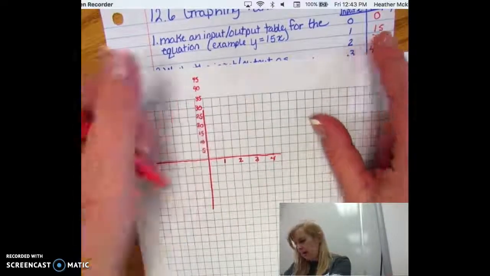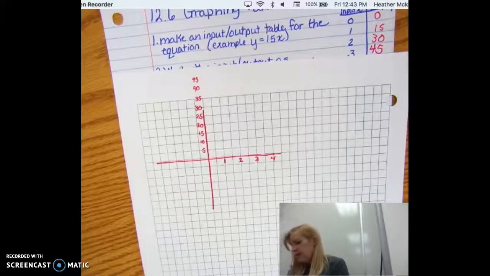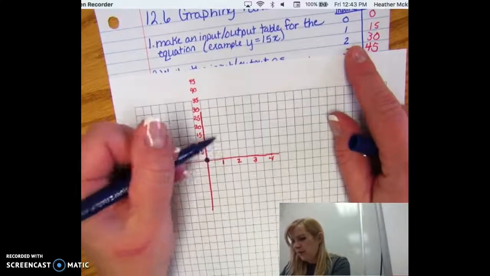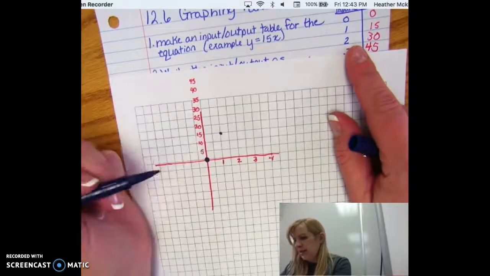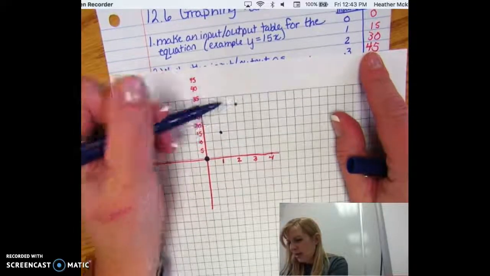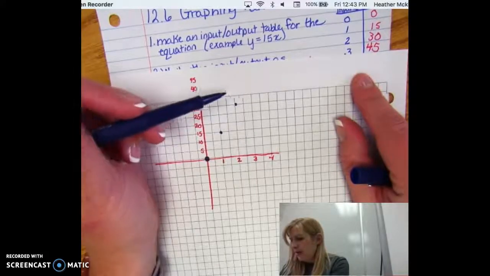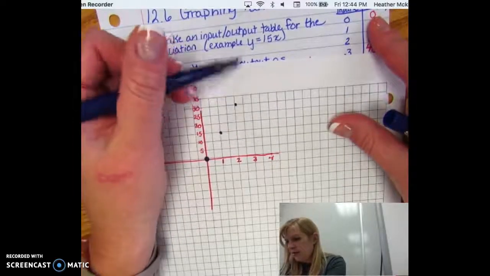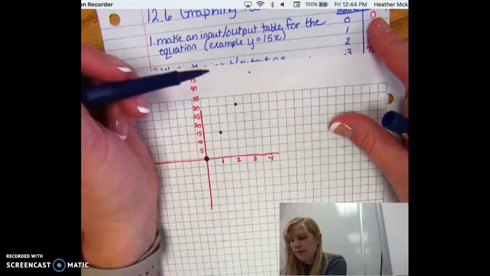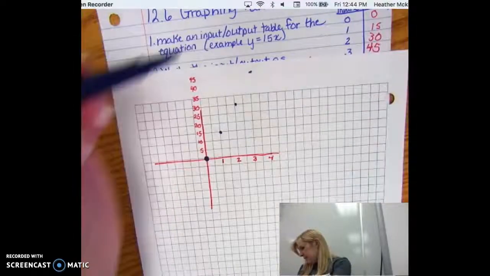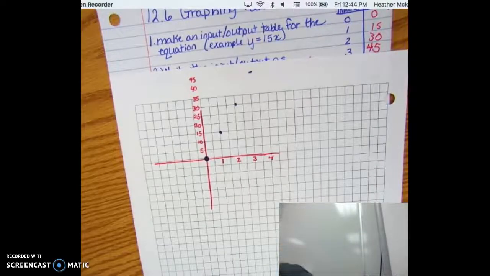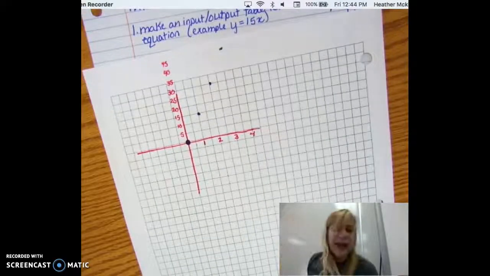So 0, 0 is going to be right here at the origin. And then 1 over, 15 up is going to be right here. 2 over, 30 up is going to be right here. And then 3 over, 45 up. I dropped my ruler, so you're going to see my head disappear. Oh, got it. All right.